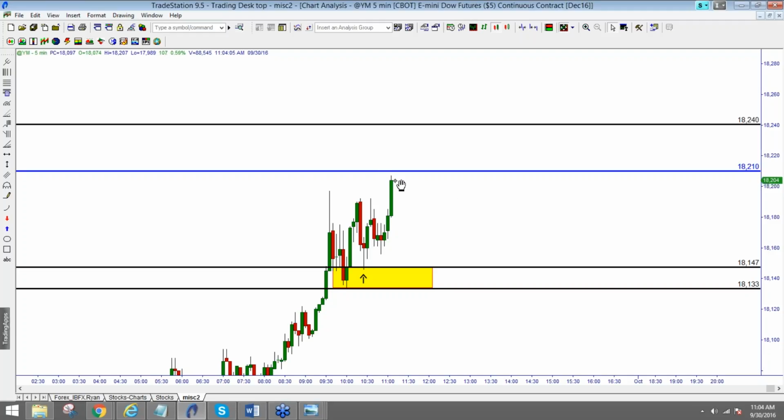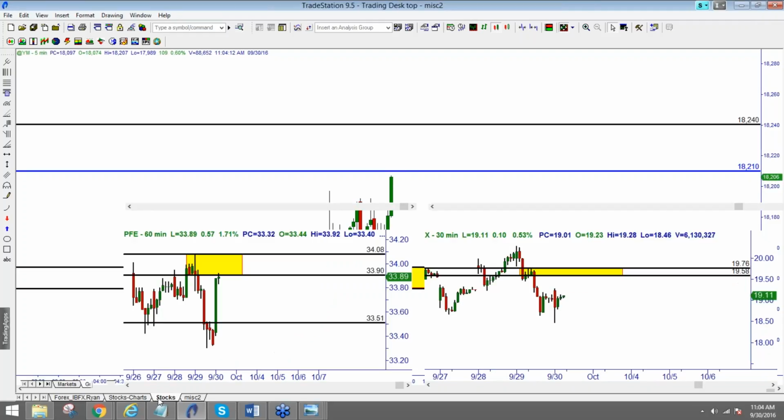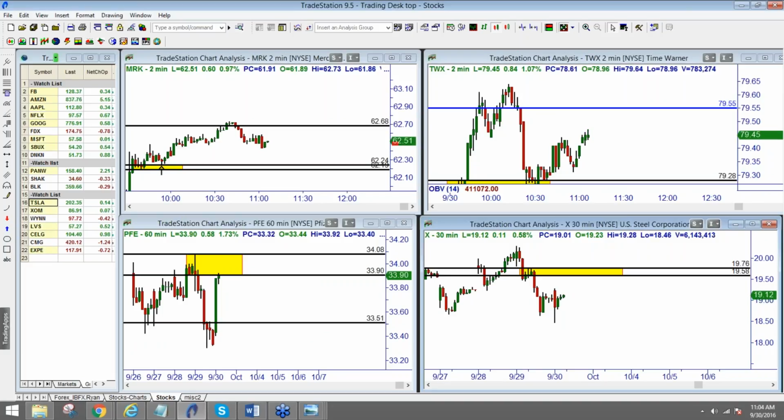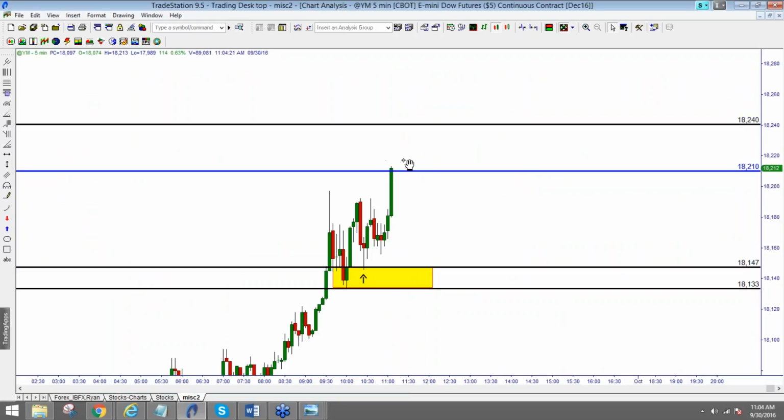Let's go. Come on. Let's close out the session with this hitting its target. Come on. Let's see what else is going. Time Warner's moving, popping. Come on. Pfizer, do the opposite. Come down. Come on. Up. Second target. There you go.